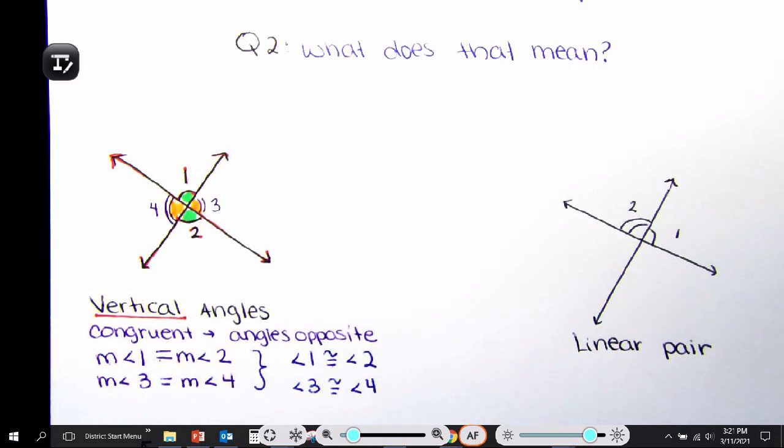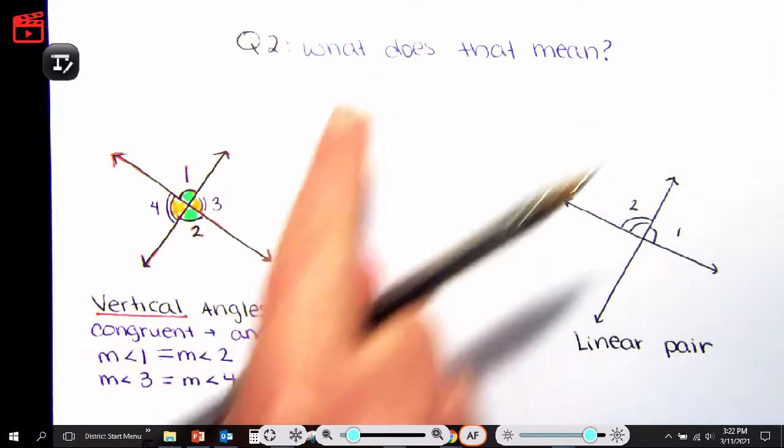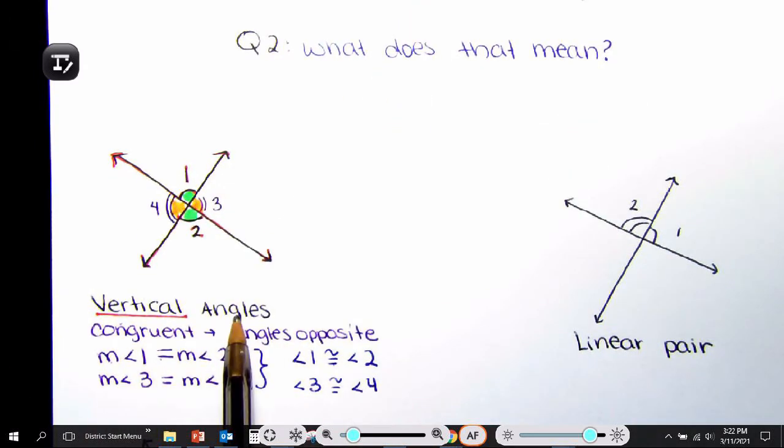Now again, what does congruent mean? Congruent means the measurements are the same. The measurement is equal. So what do you have? You have vertical angles. What does that mean? That means the angles that are opposite each other are congruent or equal in measure.